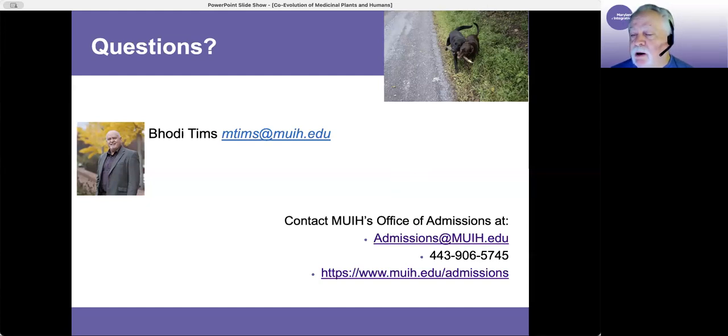It depends on the program. Our post-baccalaureate certificates are usually a year or less. Those are anywhere from 12 to 15 credits. Our master's degree is 36 credits, which in a cohort fashion can be completed in 2 years. And then you can extend it as circumstances require.